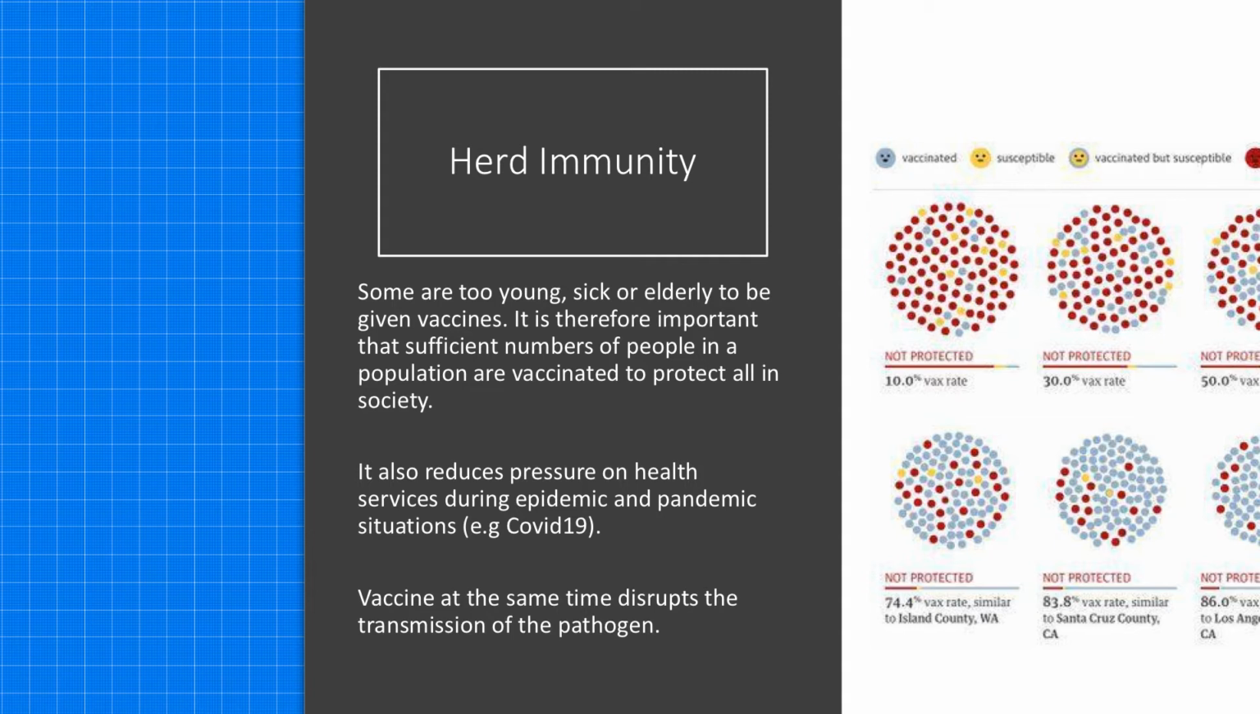As we know as well, more recently with COVID-19, it also reduces the pressure on health services during epidemic and pandemic situations. So vaccines at the same time disrupt the transmission of the pathogen. So that's why at a certain age all people of that age would be given a vaccine.